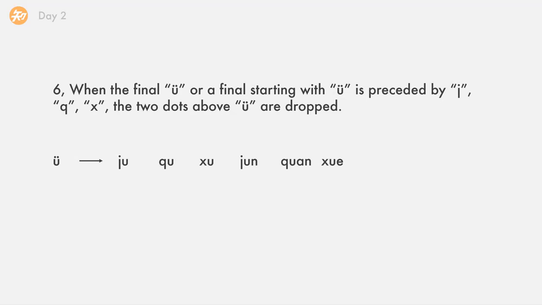Rule number six. When the final ü or a final starting with ü is preceded by j, q, x, the two dots above ü are dropped. As you can see here, when ü is added after j, q, x, the two dots are missing. So the syllables are ju, qu, xu, jun, qun, xun, juan, quan, xuan, jue, que, xue.